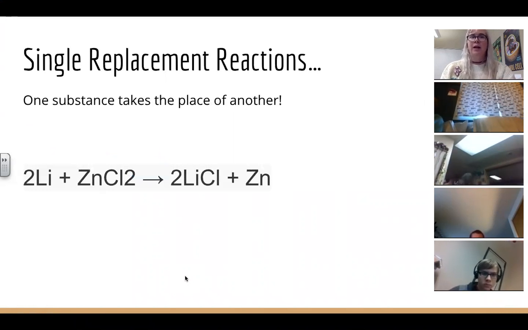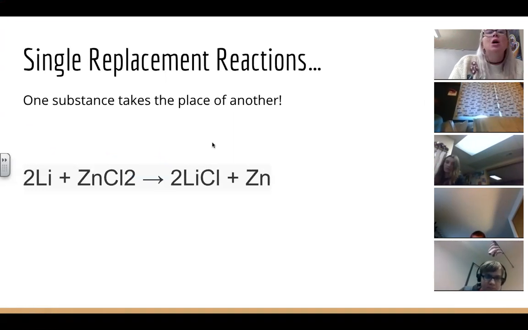An acceptable answer for these, and an answer that you will see actually on some quizzes, is no reaction takes place. So you have to, first of all, recognize that it's a single replacement reaction, and then second of all, determine if the reaction will happen. Okay, so let's start breaking this down.